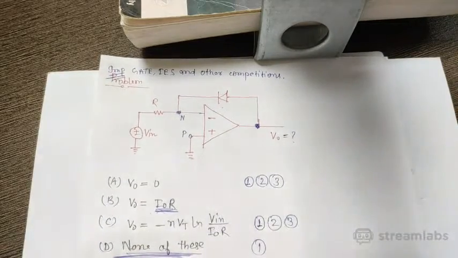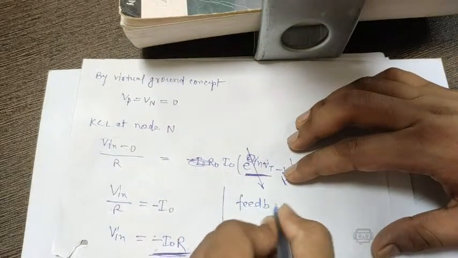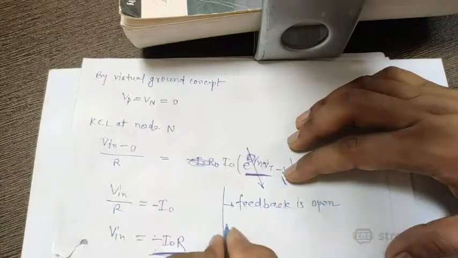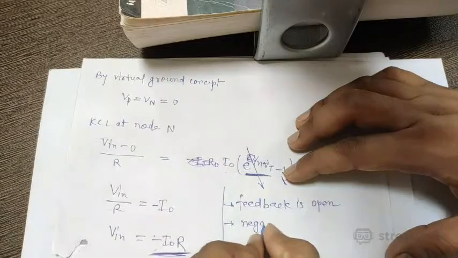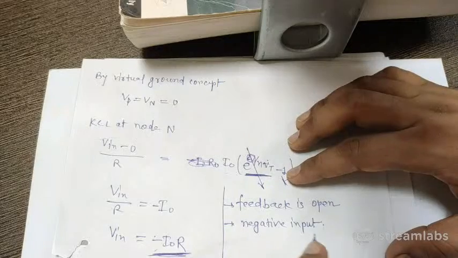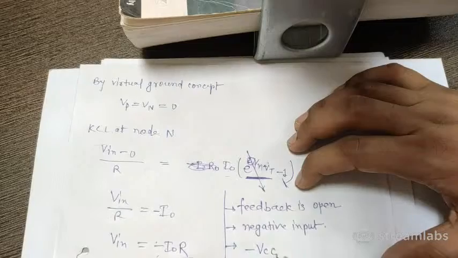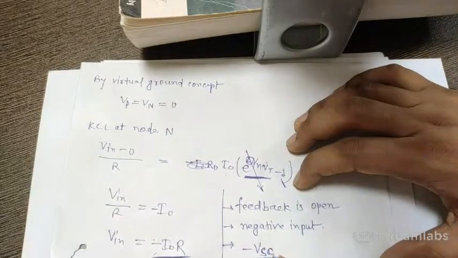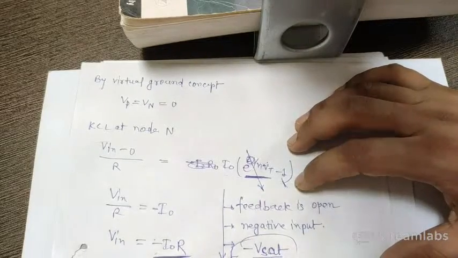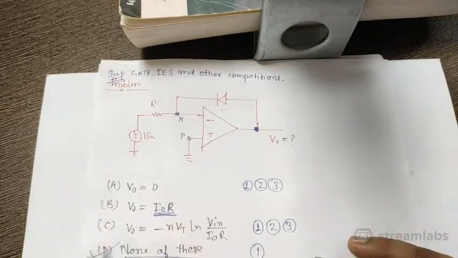The answer, actually, is this: the relation of V in has come, and therefore V feedback is open, negative input. So it will either follow the input if the input value is small, or minus VCC or minus V saturation, which is the negative saturation, will be the output voltage. Okay, therefore the output voltage is none of these.